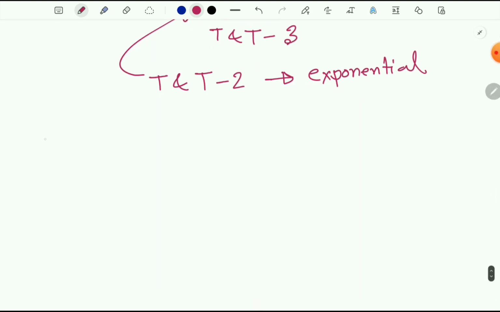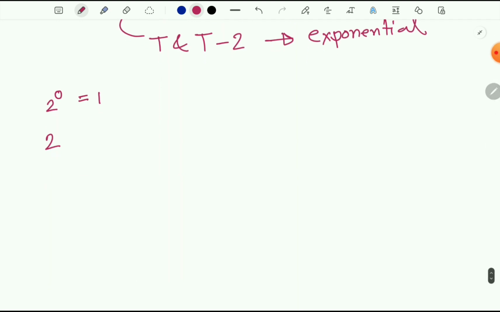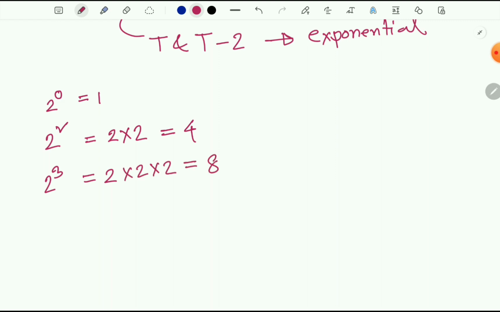We already know that something power of 2, 0 gives us 1, and 2 power square gives us 2 multiply 2 equal to 4. Similarly, 2 power cube gives us 8, 3 times we have to multiply 2 by itself. Similarly, if we consider 3 cube, it will give us 3 multiply 3 multiply 3, 27, and we can consider 4 square, that means 16.